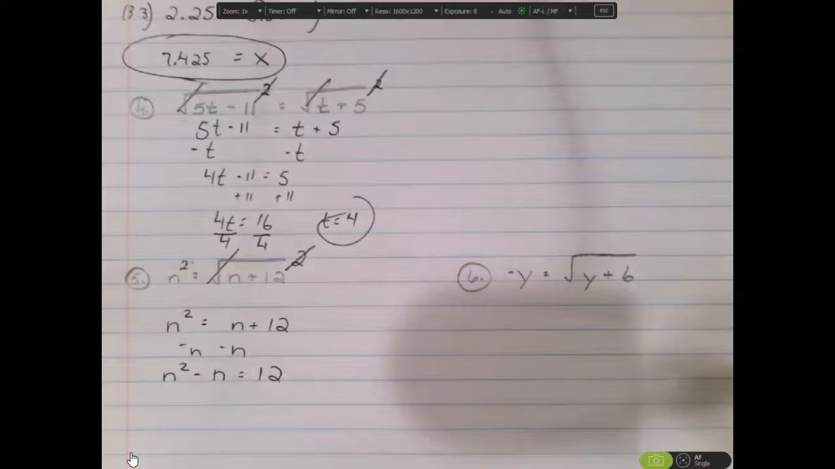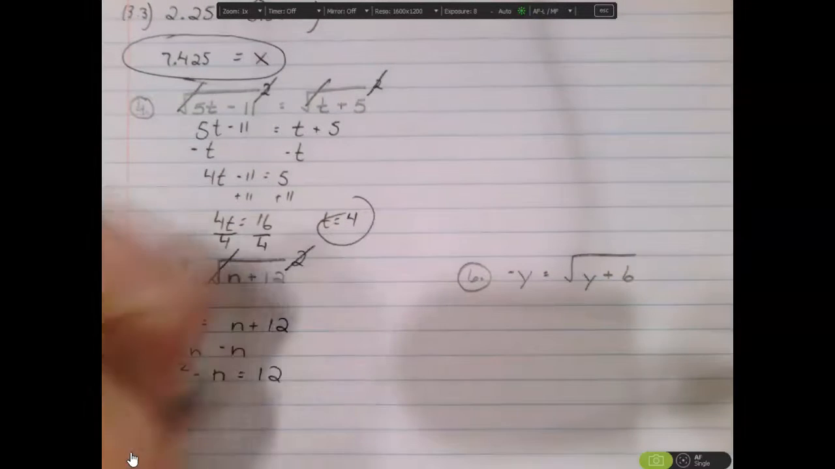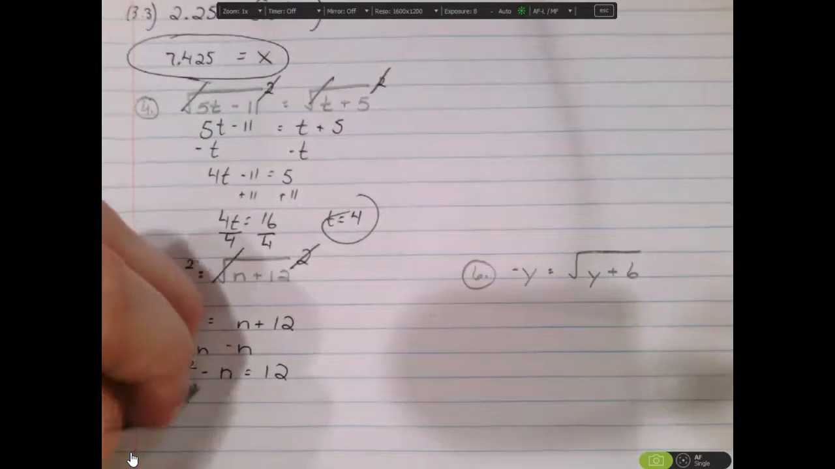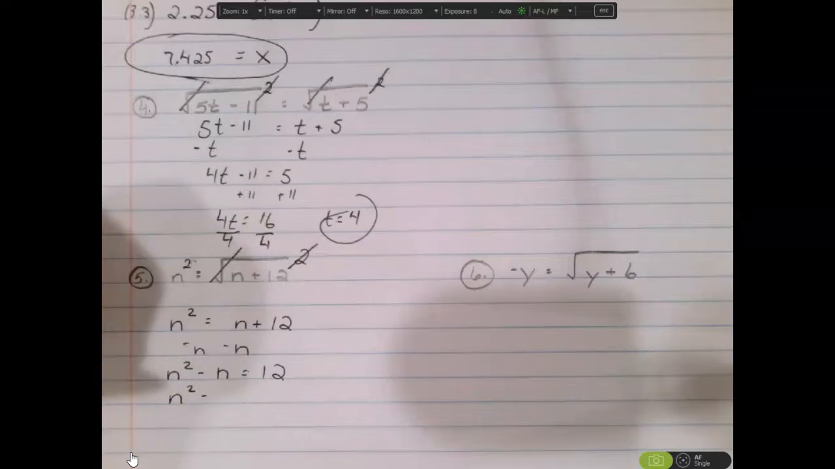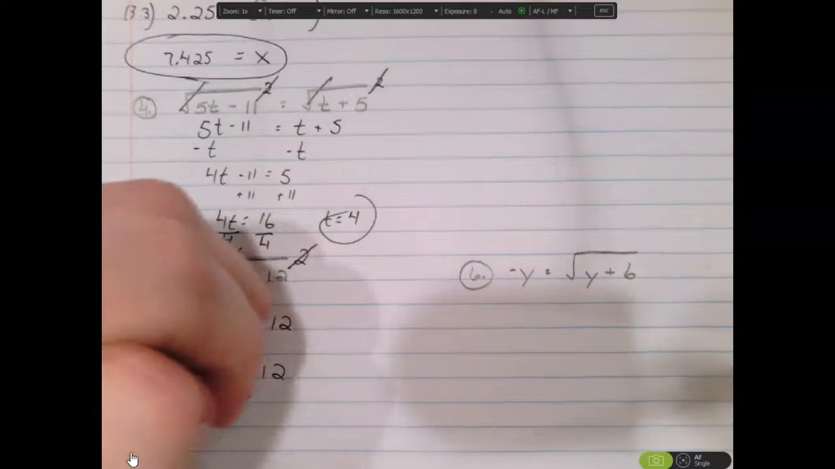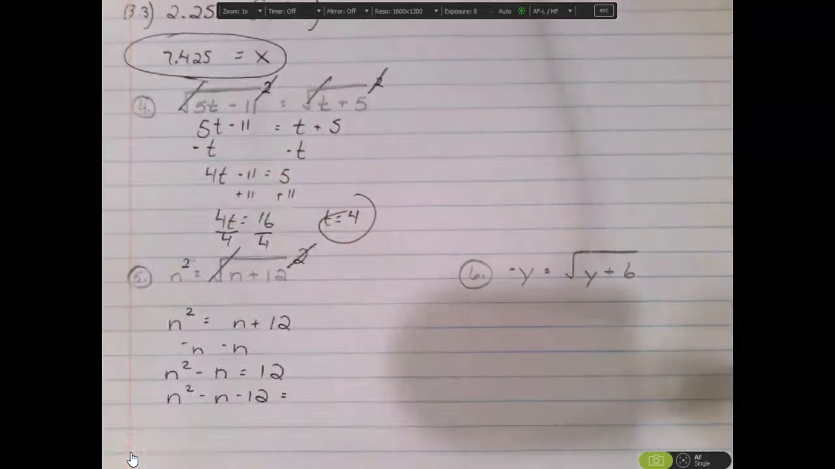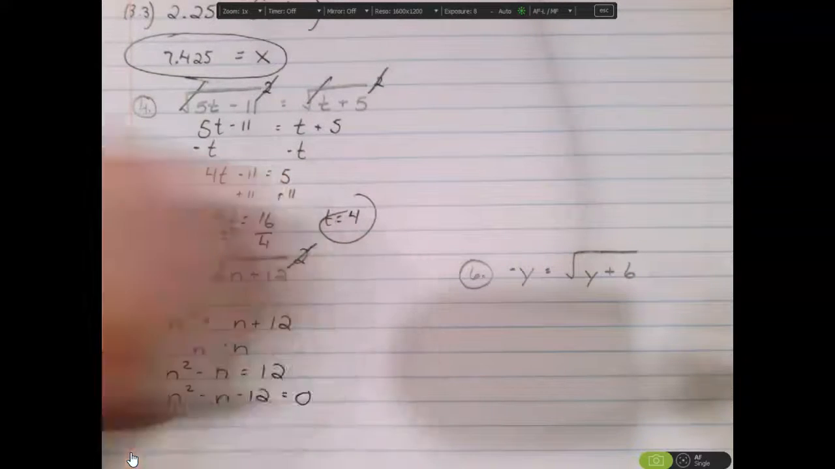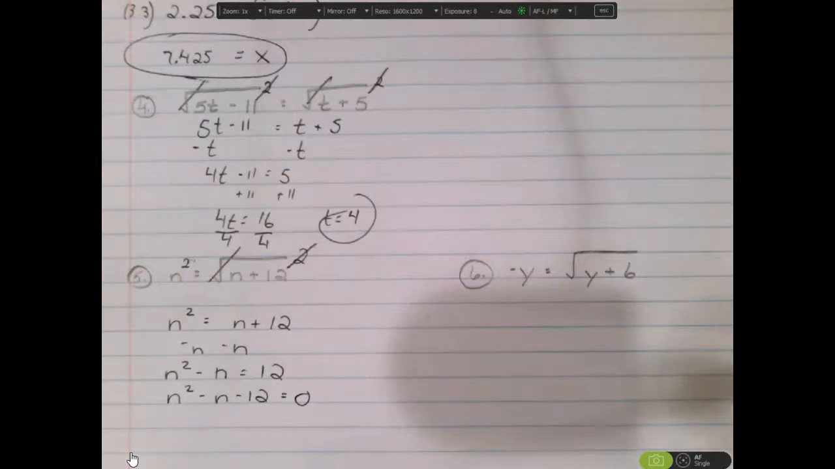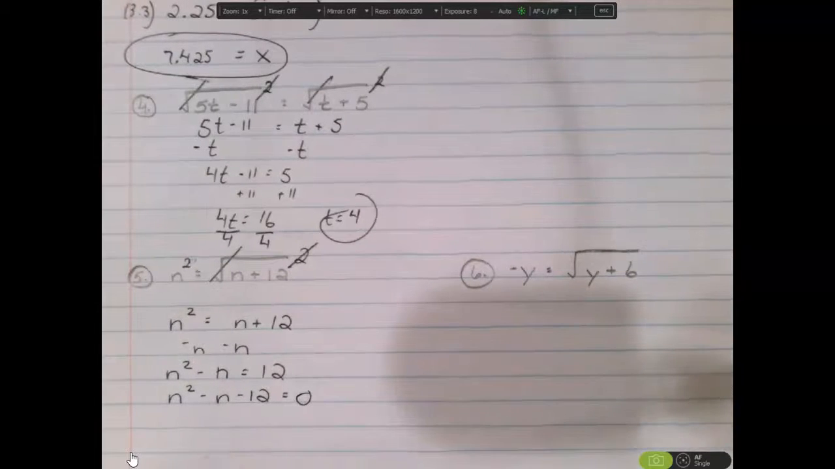Now let's focus on getting the 12 over. I've got to subtract it as well. So my new equation is now n squared minus n minus 12. And that's all equal to, because we got rid of everything on the right, 0. Because it's equal to 0, we can go through and factor this trinomial.